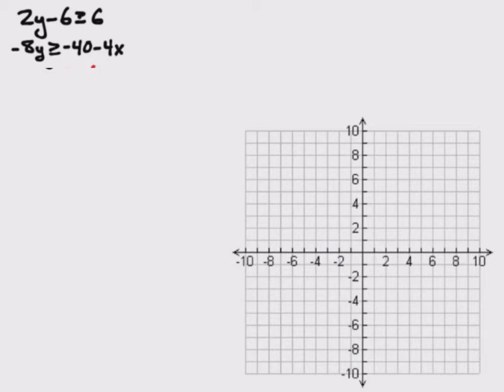All right, last example. And again, we've got a system of inequalities in which one of these inequalities has only one variable. So again, why don't you pause the video and graph the solution set to this system of inequalities.